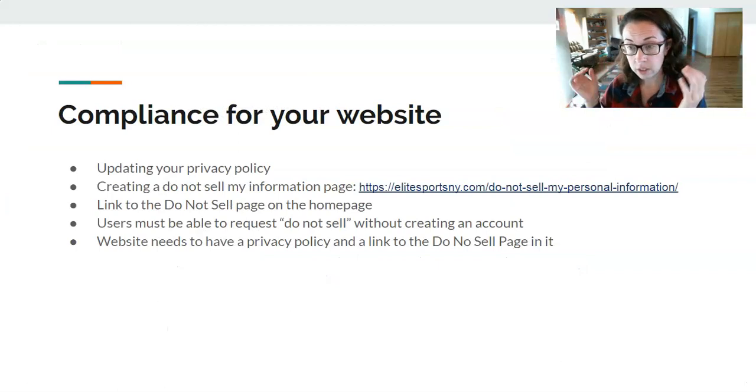But is just clicking that box going to make you compliant with the CCPA? If you know that the CCPA would apply to your website, is just checking that box enough to be compliant? And the answer is probably no. The CCPA rules require that your privacy policy is updated to include the information about the CCPA that it requires. You have to actually affirmatively set up a do not sell my personal information page and link that on the home page. Users must be able to request do not sell without creating an account. You need to have a privacy policy and a link to the do not sell page in it.